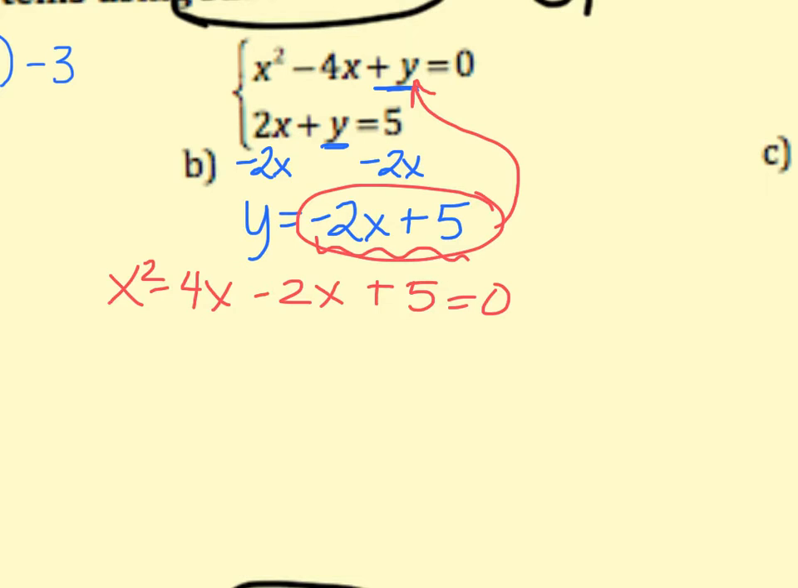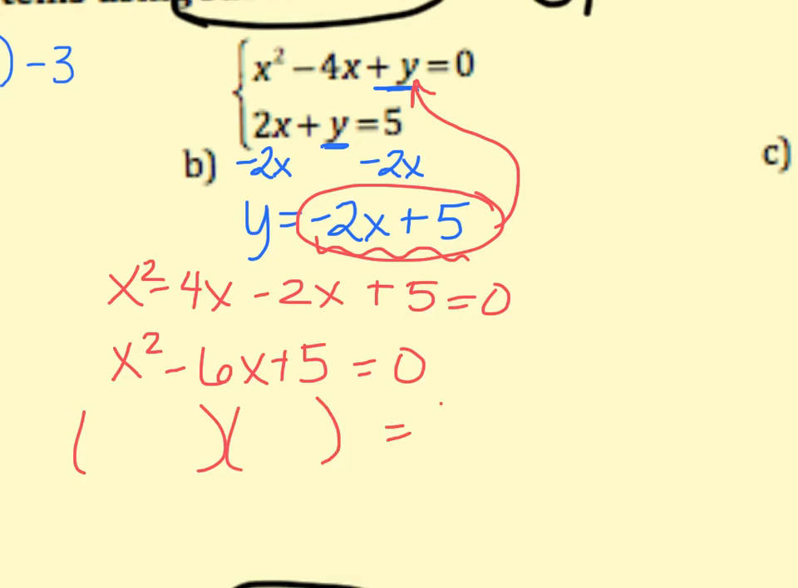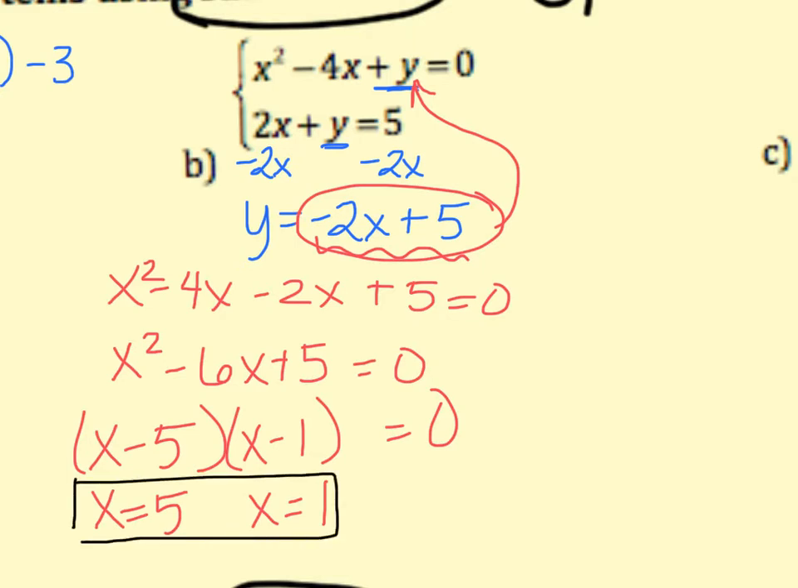And now I'm going to simplify. And in order to solve for x, I've got to do your favorite thing, factoring. So this will be x minus 5 and x minus 1. So x is going to equal 5 and x is going to equal 1. So those are my two solutions for the x's.